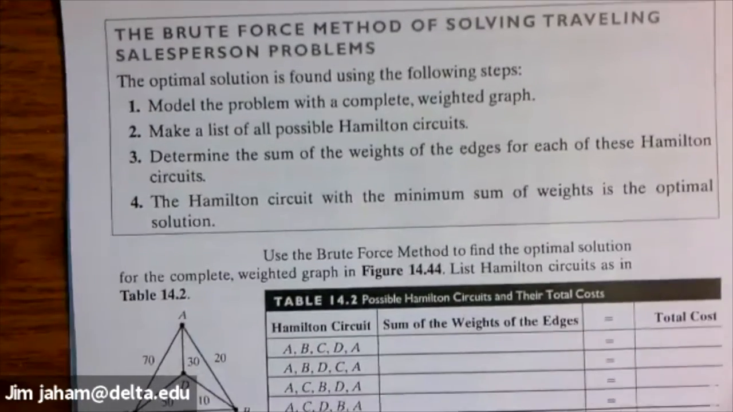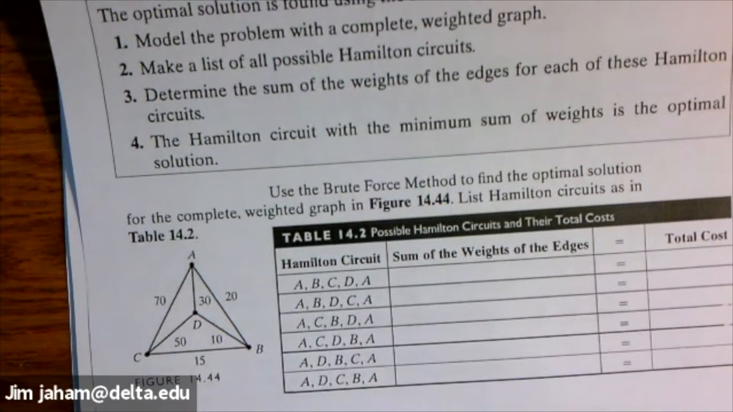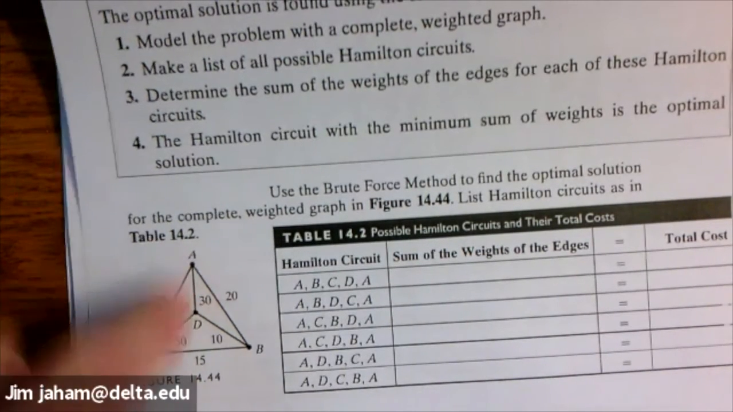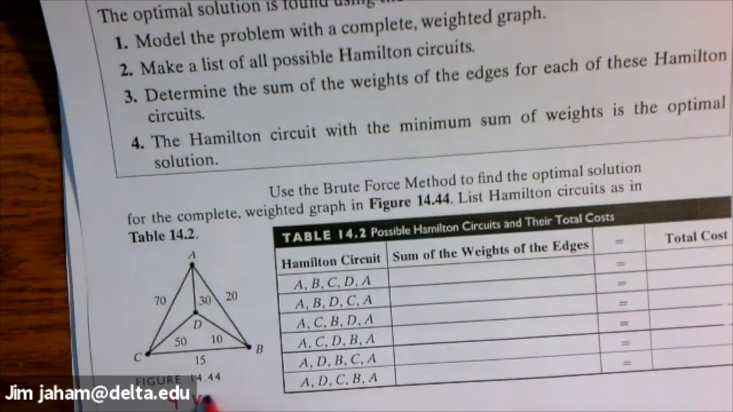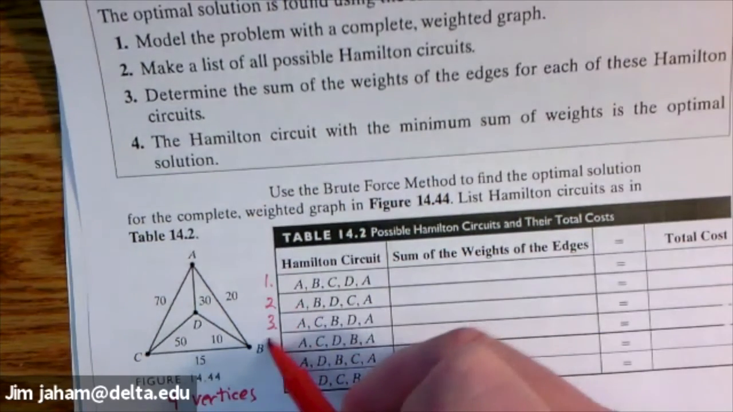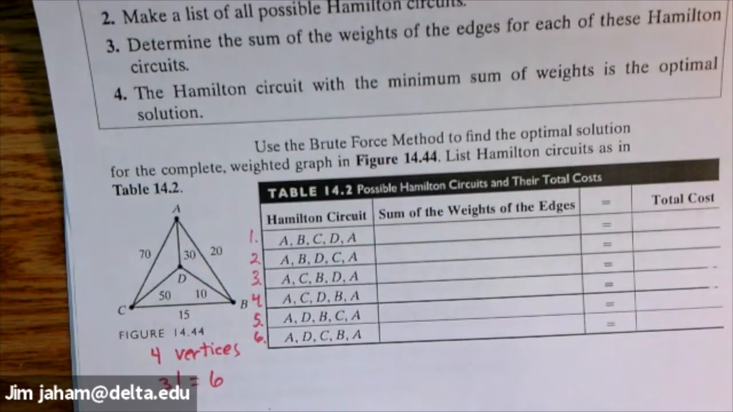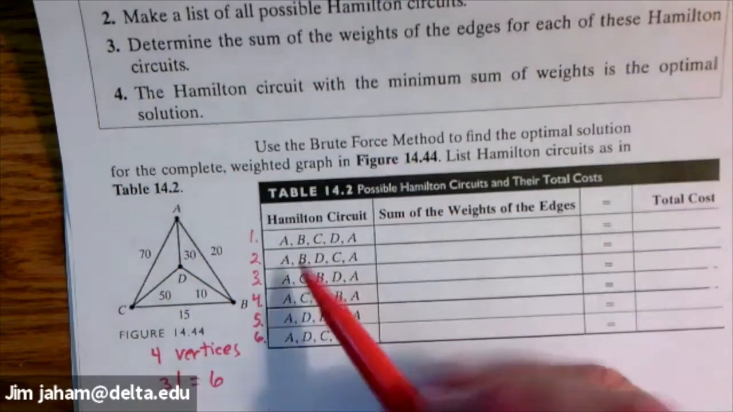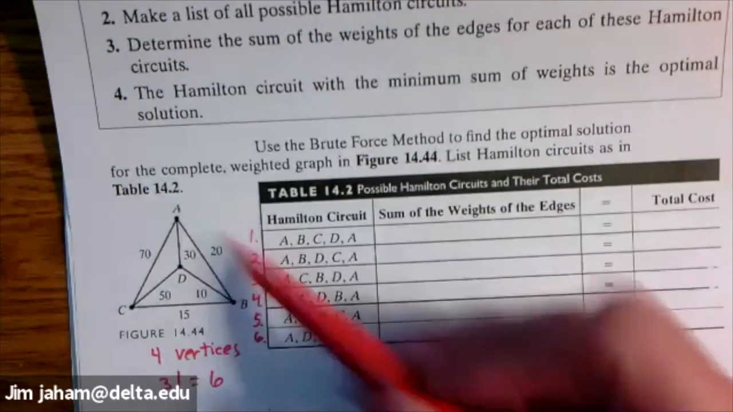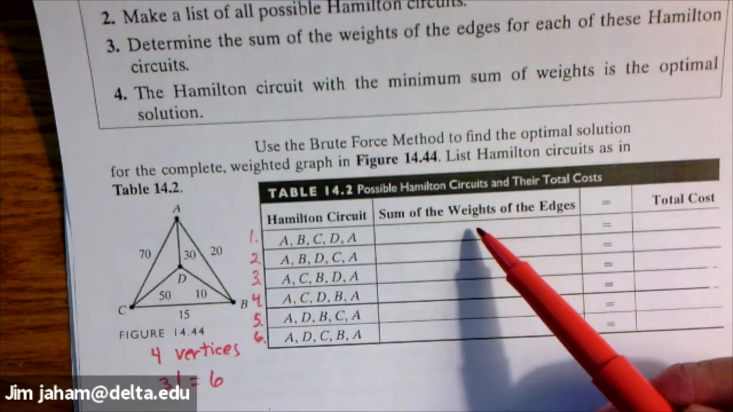That is, write down every possible circuit that you can write down. Now this one has 1, 2, 3, 4 vertices. And if you subtract 1 from that, 3, and take 3 factorial, you will get 6 different Hamilton circuits. And so what they want you to do here is to use this weighted graph and then determine what the sum of the weights are for each of the edges.